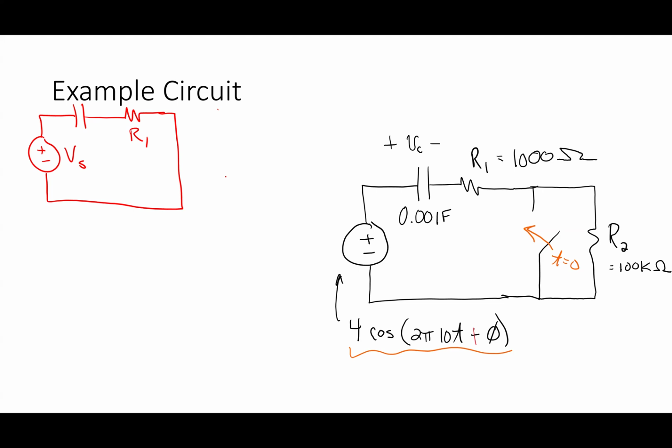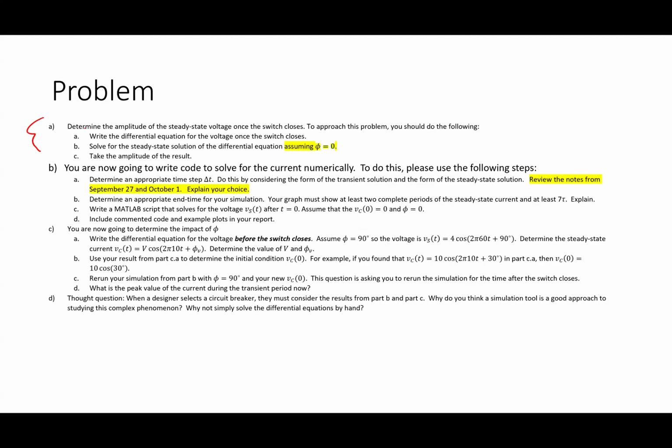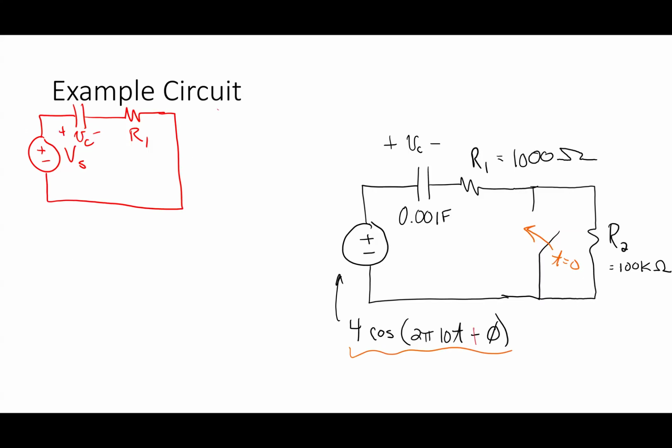And my capacitor voltage is there, defined that way. So what did I ask for? I said I wanted to determine the amplitude of the steady state voltage once the switch closes. So here's the circuit once the switch closes. How do I get the steady state voltage on that capacitor? What does that mean?